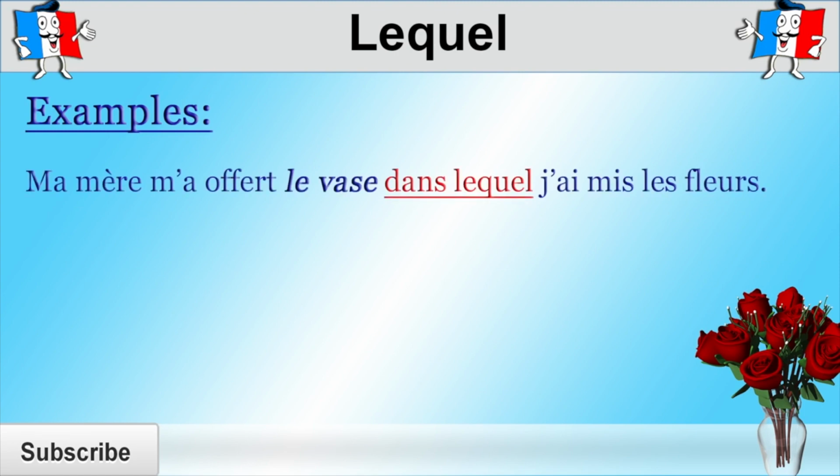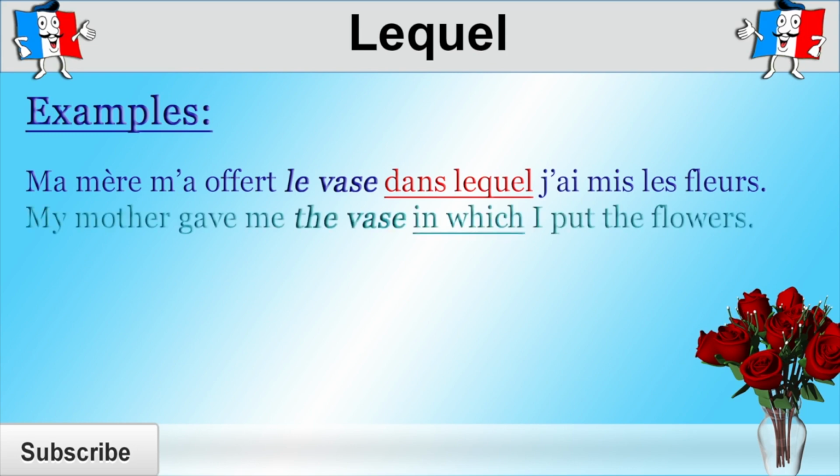Ma mère m'a offert le vase dans lequel j'ai mis les fleurs. My mother gave me the vase in which I put the flowers. So we're using lequel here because it refers to the indirect object vase, which is a thing and not a person, and is masculine singular. You can tell that it's masculine because it's preceded with le.